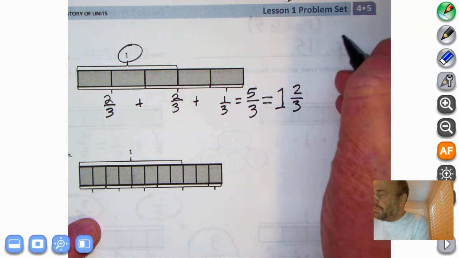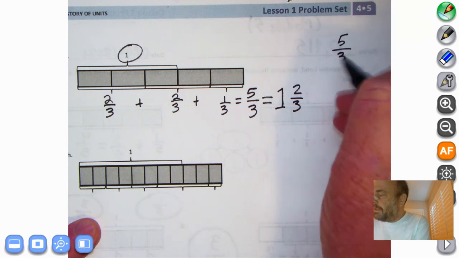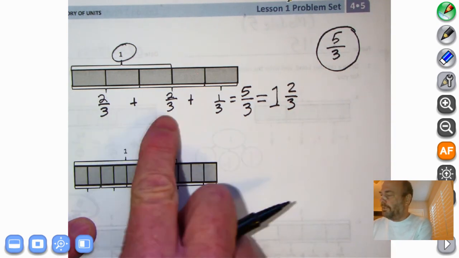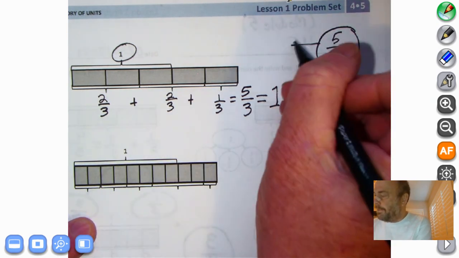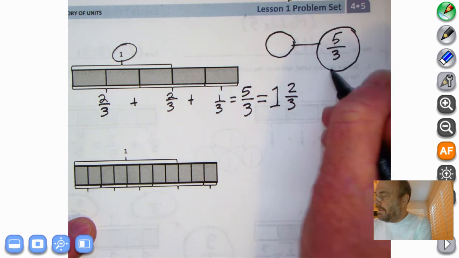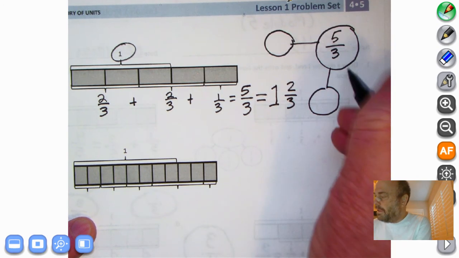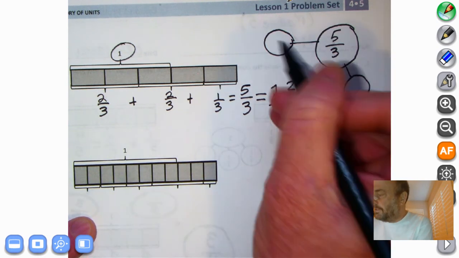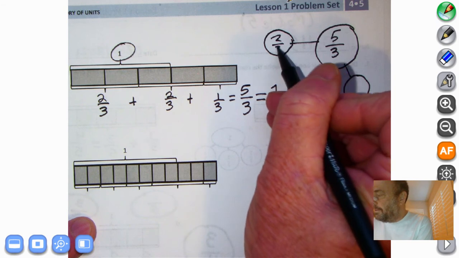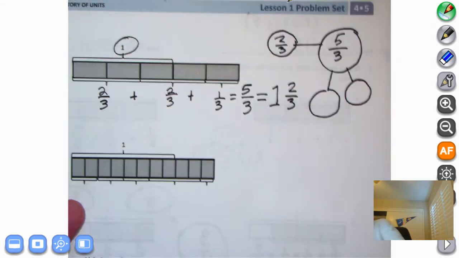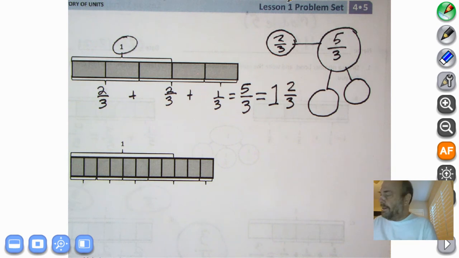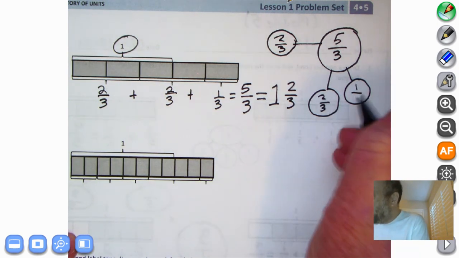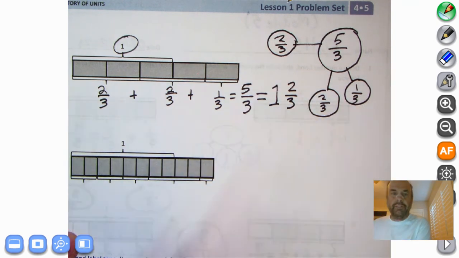So we'll make our 5/3 number bond. And we broke it into 3 pieces, 2/3, 2/3, and 1/3. I'm running out of room. So the 5/3 equals 2/3, less than 1, because the numerator is smaller than the denominator. Then we added another 2/3, and then another third. So 2, 4, 5/3, and there you have it.